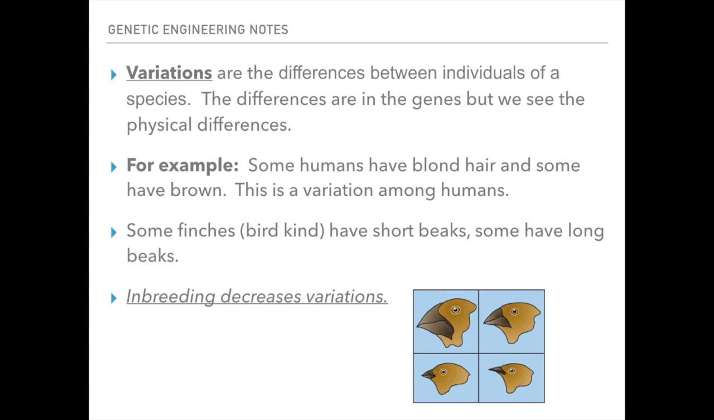With birds, you can see a picture there. Different finches may have different size beaks. It's still a finch, still a specific species of a bird, but you have different size beaks. So this would be a bird kind. Okay, so inbreeding, remember, it's mating together in the family, decreases variation.